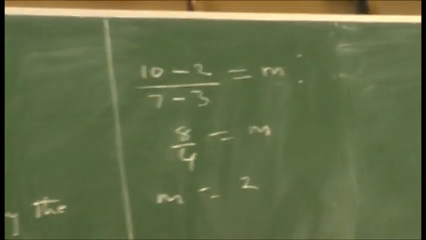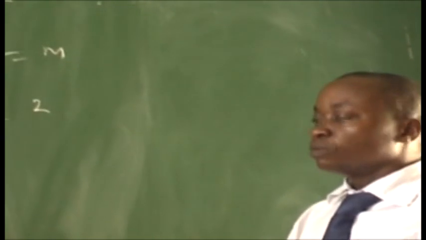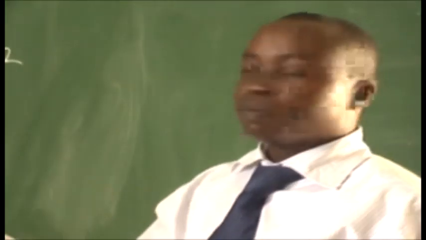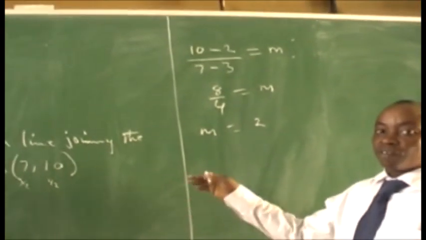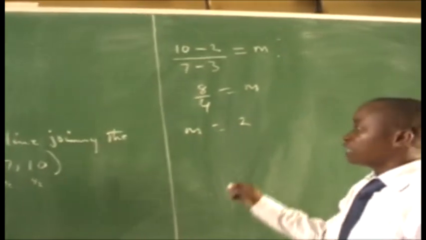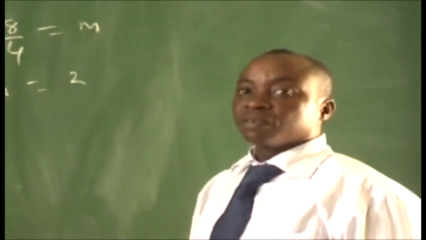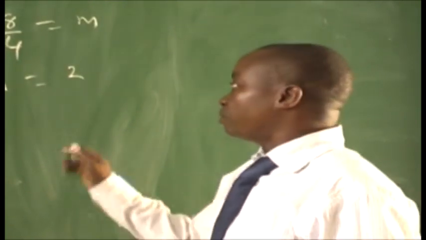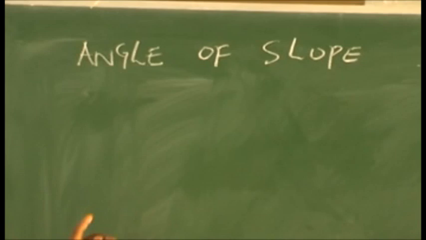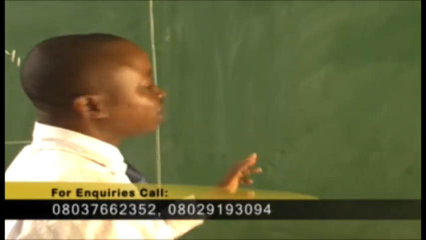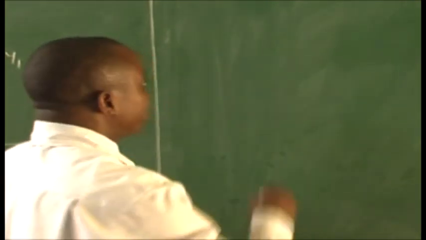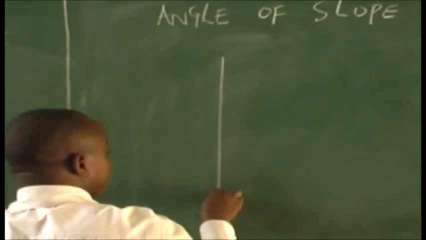Now, the next subtopic we want to take is what we call angle of slope. You know, we have said that the slope is got by this formula. So how can we get angle of slope? The angle of slope is the angle that a straight line makes with the positive x. So we are looking at angle of slope, and we have said that the angle which a straight line makes with the positive direction of x is called angle of slope. Now let's consider this Cartesian plane.